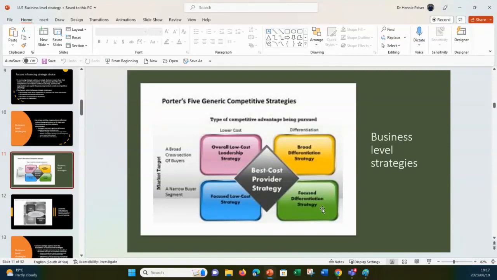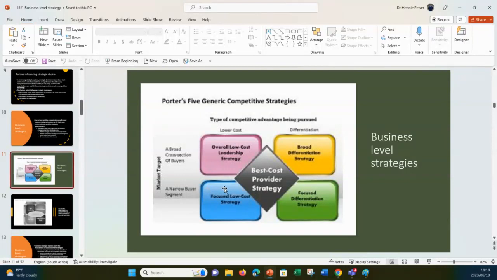In terms of car brands, I would imagine the entry-level Suzukis would fit into overall low-cost strategy. I think they're the cheapest in the country at the moment. Broad differentiation, BMW, Audi, those. Best cost provider would be Toyota. Focused low-cost strategy would be these cheaper nasties with these no-name Chinese brands. Focused differentiation would be Volvo or Lexus or any of those.